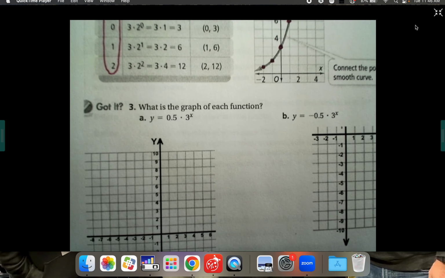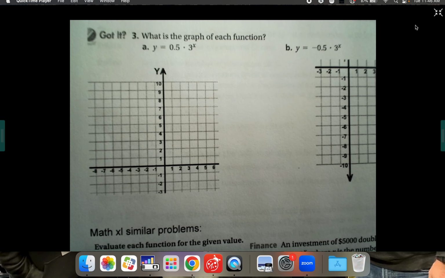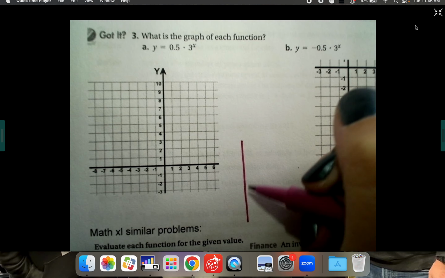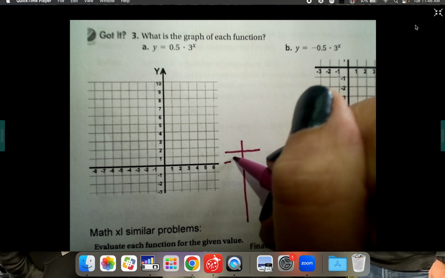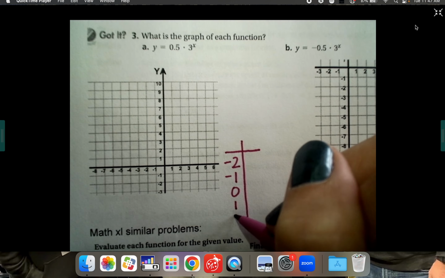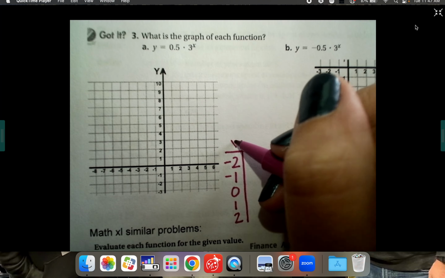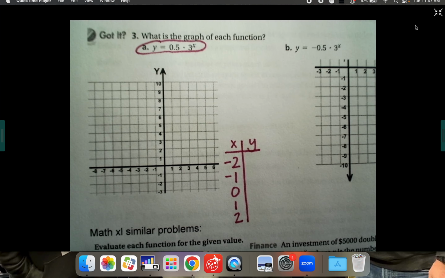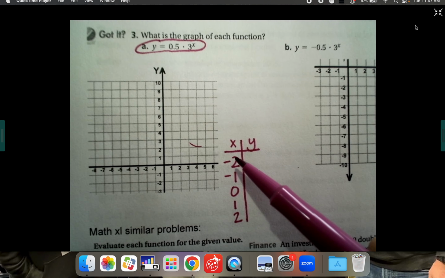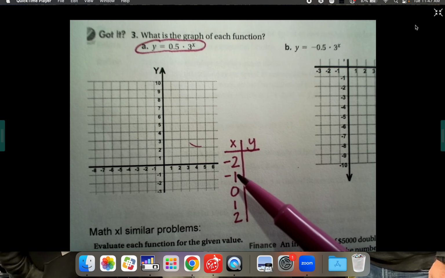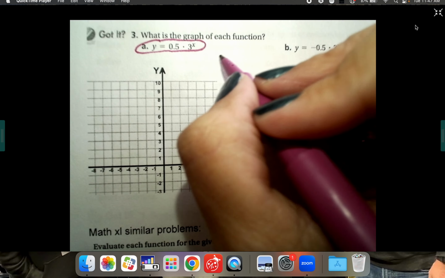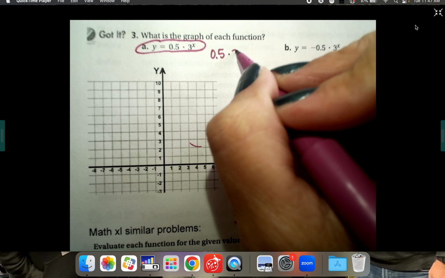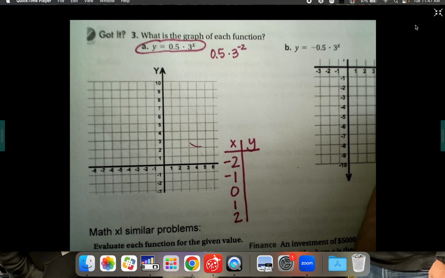So let's try a couple of these. These are supposed to be got it's, so you can push pause and try it on your own if you would like, or if not, I'm going to go ahead and work these out with you. I would suggest we stick with -2, -1, 0, 1, and 2. And I'm writing them down here so I can have a little bit of space up here to work them out. So here's our equation: y equals 0.5 times 3 to the power of x. And we're going to use these for our x's. So let's just start with -2 for our first x. So we've got 0.5 times 3 to the -2. That's our first x value.